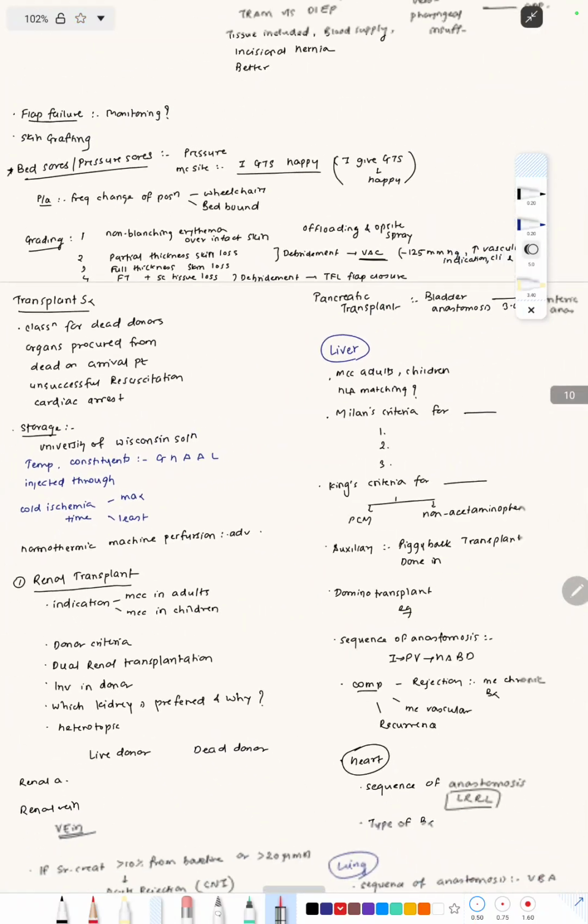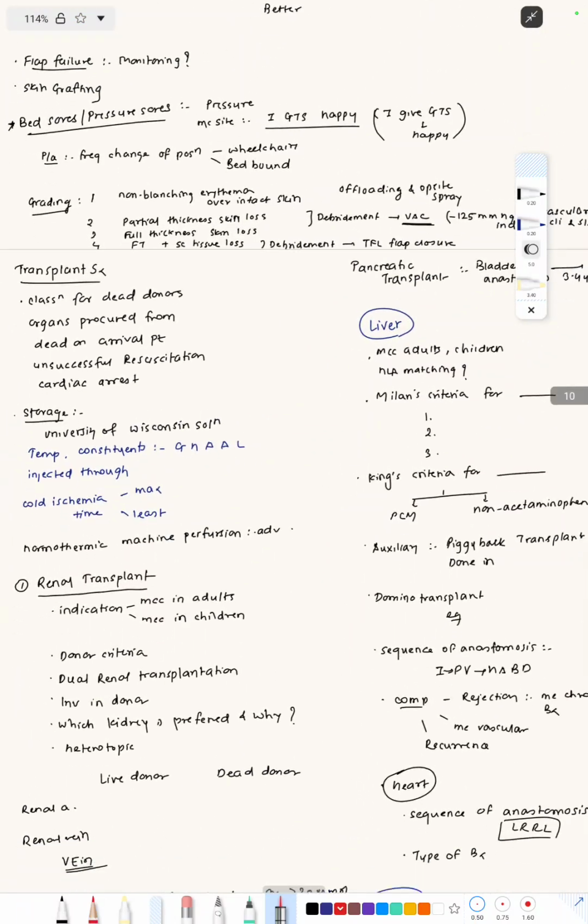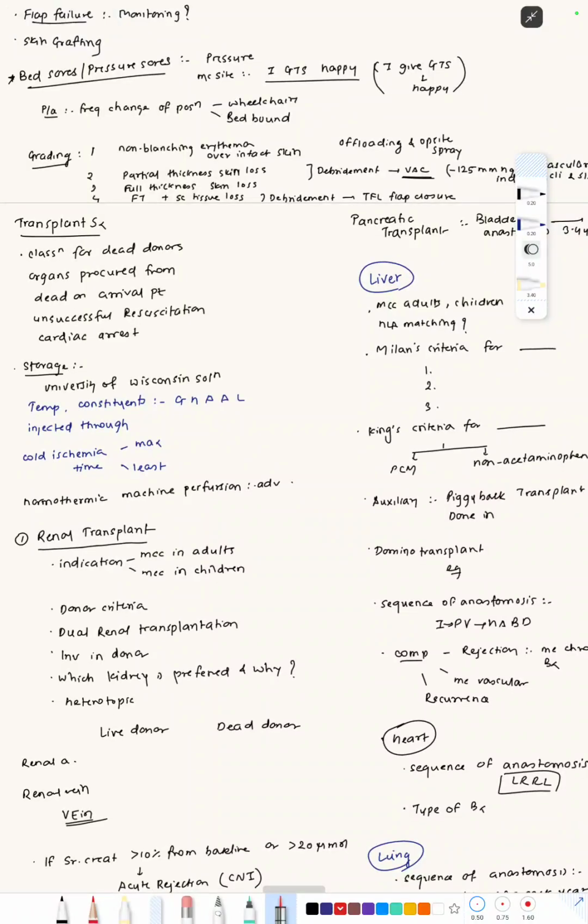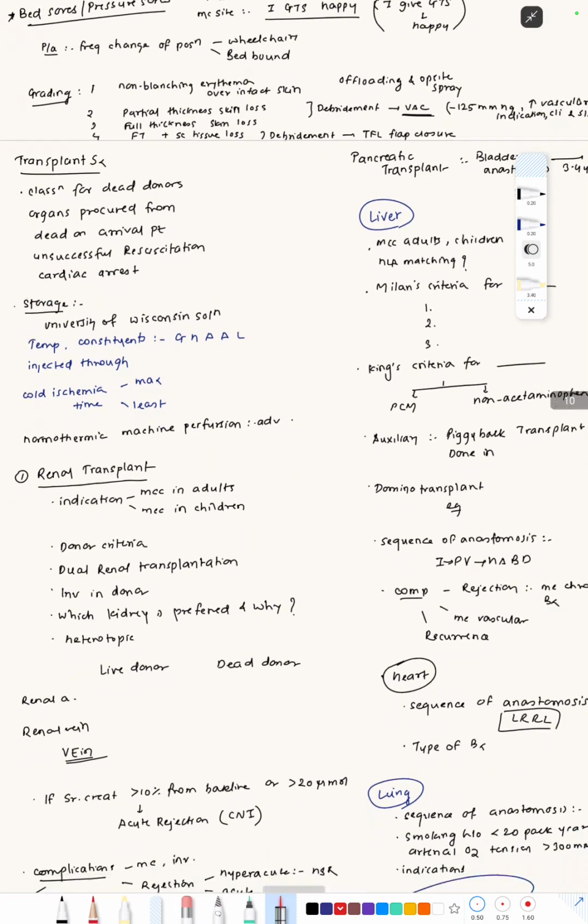Now, the organs procured from the different classes are different. For example, in a class 1 patient, that is dead on arrival, the organs procured are the cornea and the heart valves, while in unsuccessful resuscitation, we take the heart valves, the kidney and the cornea, while from the cardiac arrest patients, we can take all the organs except the heart or the heart valves.